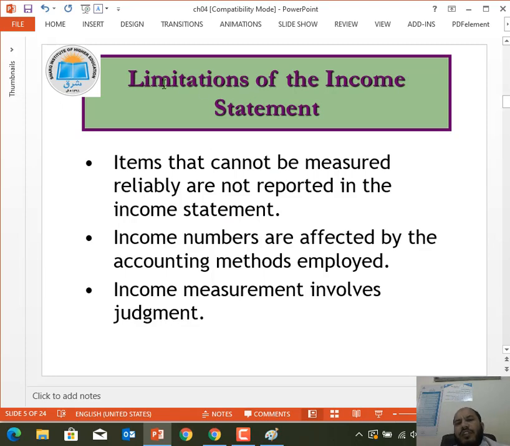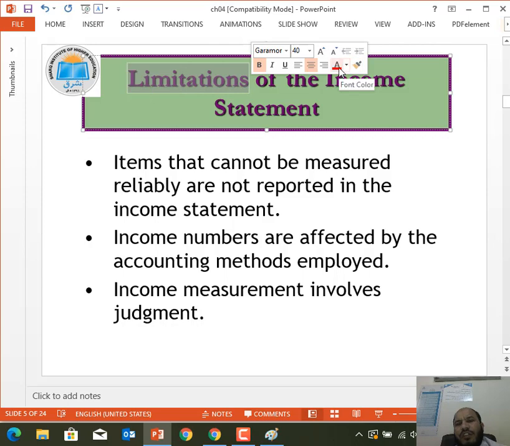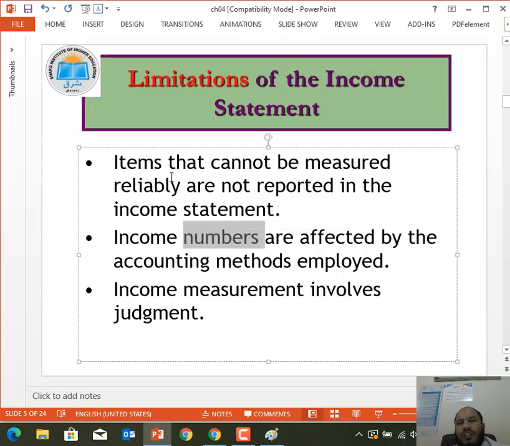What are the limitations of the income statement? The limitations of the income statement: items that cannot be measured reliably are not reported in the income statement. Income numbers are affected by the accounting methods employed, and income measurement involves judgment.